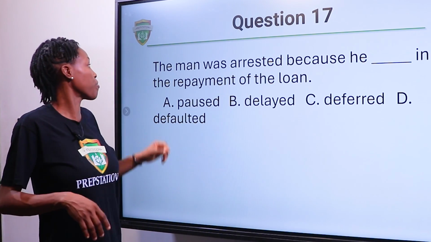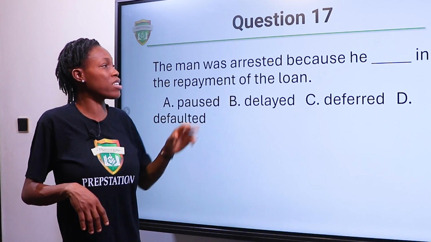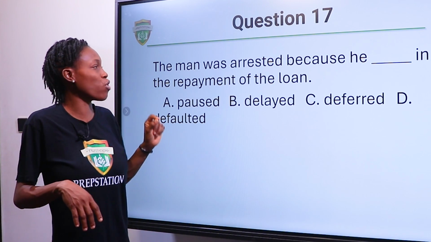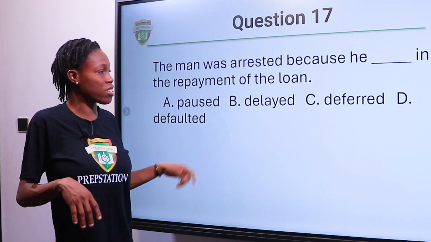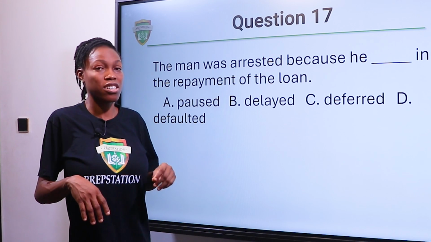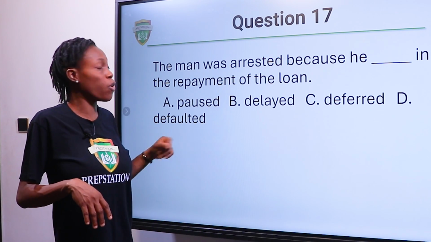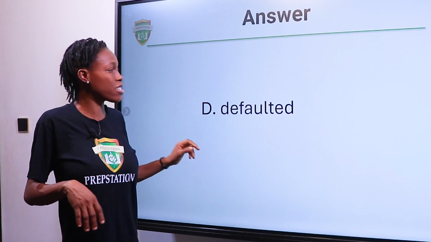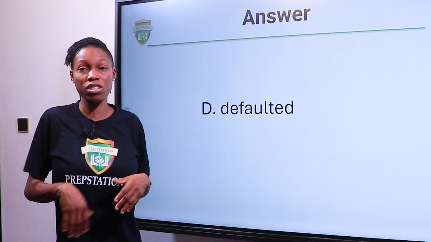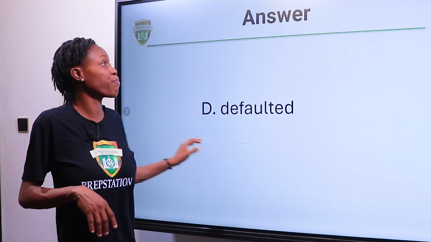Question 17. The man was arrested because he dashed in the repayment of the loan. A, paused. B, delayed. C, deferred. D, defaulted. The answer is defaulted. You default in the payment of loans.